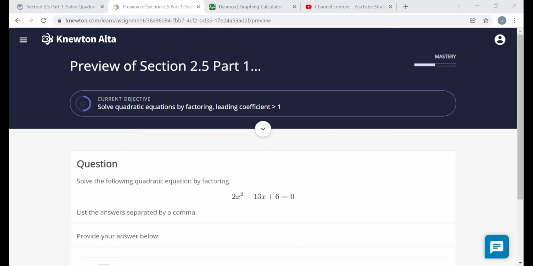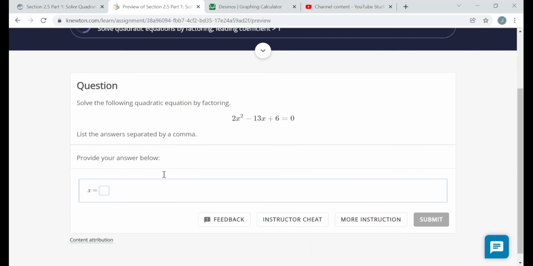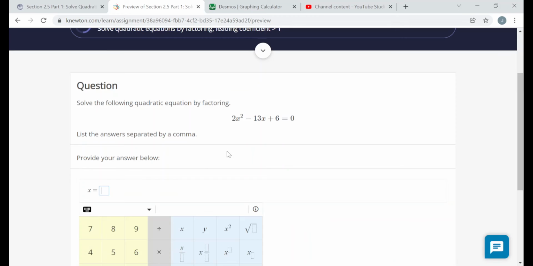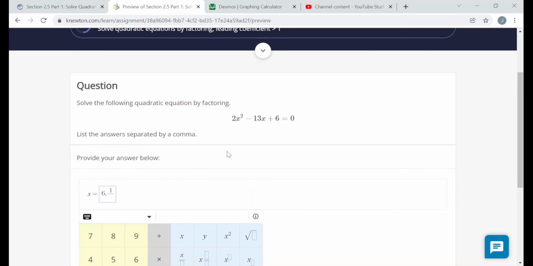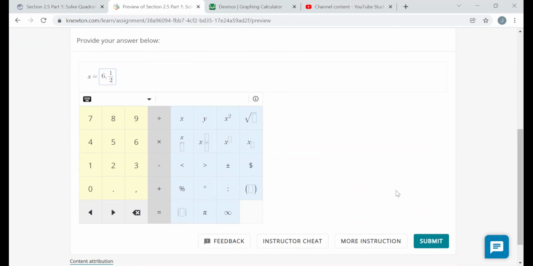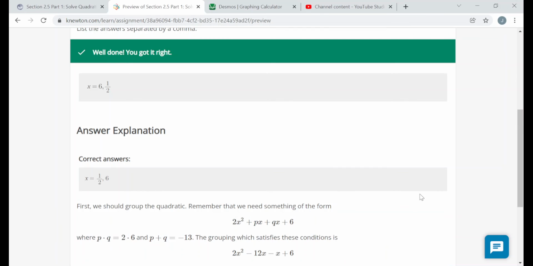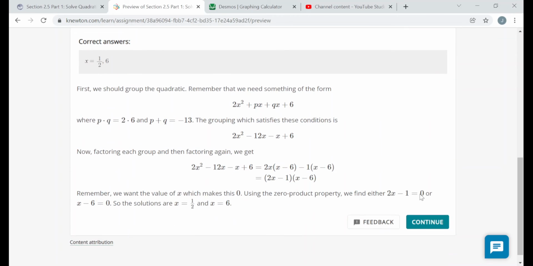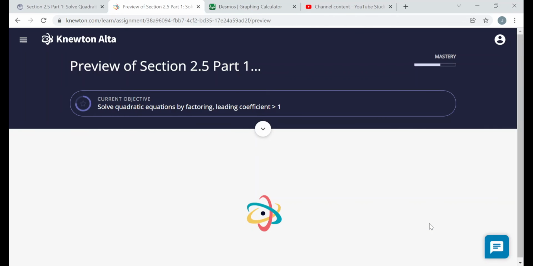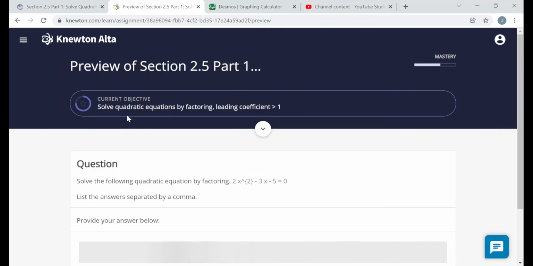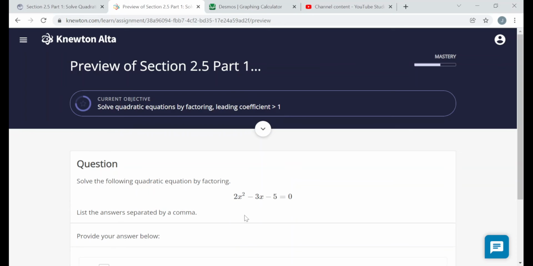Alright, well then back on the assignment, they want us to again list the solutions separated by a comma: 6, comma, 1/2. Great. Okay. Next. Alright, looks like we're going to finish off this objective here.